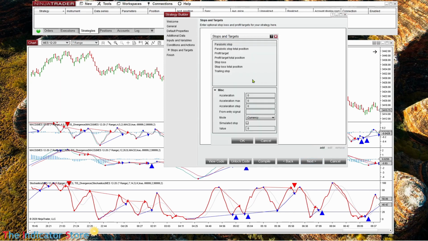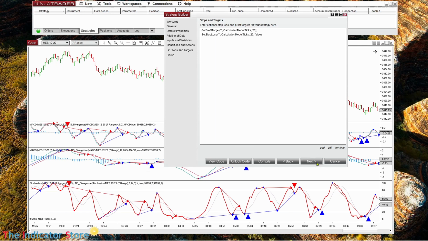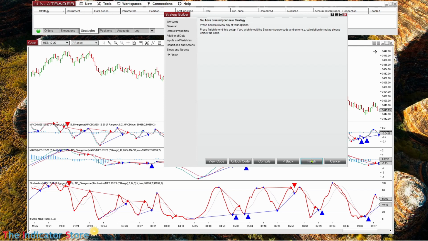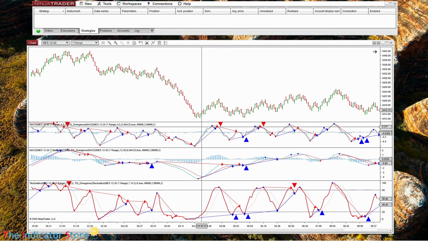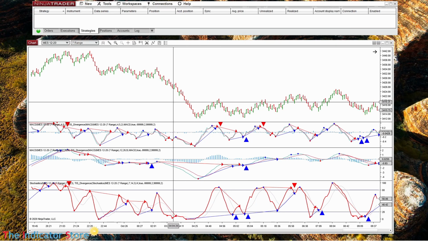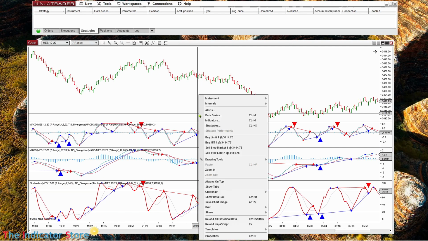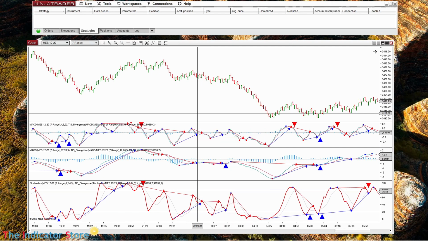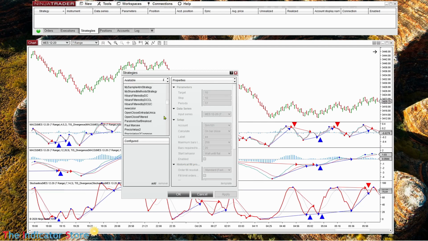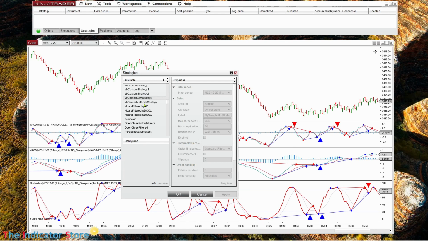Now we can add a target in ticks, for example, 20 ticks, and a stop also in ticks, 20 ticks. Okay. Next, finish. I forgot to assign a name, so now the name of the strategy is my custom strategy. I guess this was the last one.